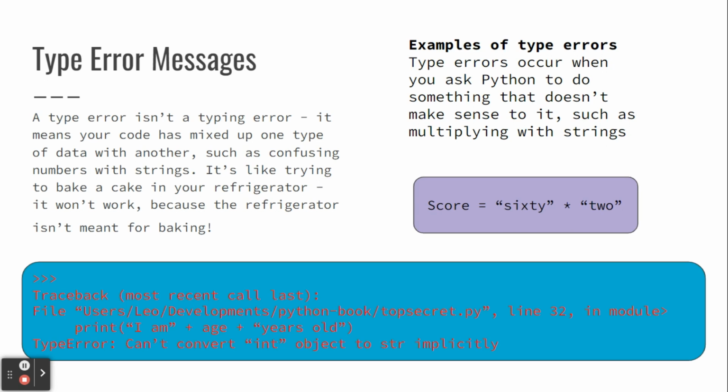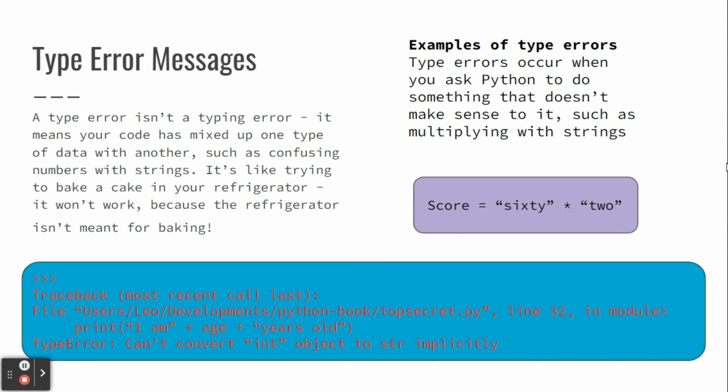Examples of type errors would be when you multiply with strings, compare two completely different types of data, or tell Python to find a number in a list of letters. Those things aren't meant to be done in Python, which is why Python will give you a type error. At the bottom, here's an example of a type error. In this example, it says can't convert integer object to string implicitly, and it gives you the line number 32.